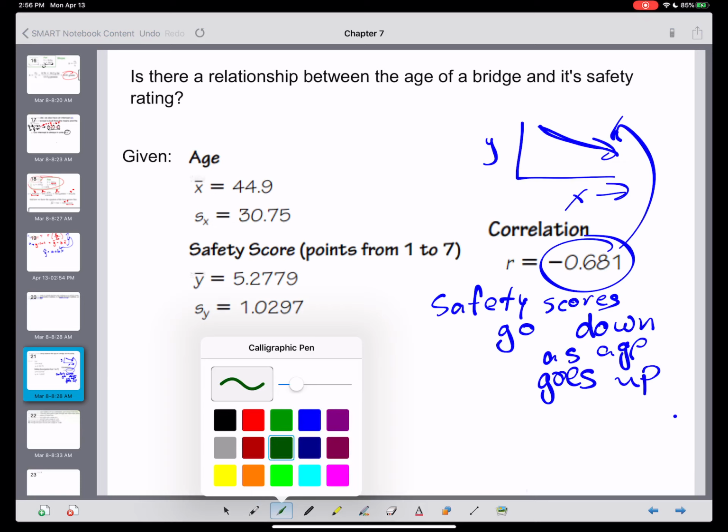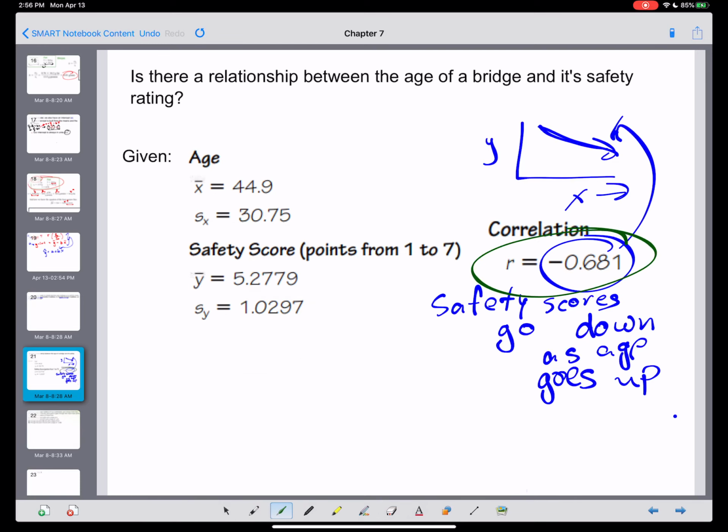Now, that is not to say that negative 0.681 is our slope, right? I'm not saying that that's our slope. That just gives us a pattern that it follows a negative trend. Now what I want to do, so this is part one of it, is I want to find my slope.